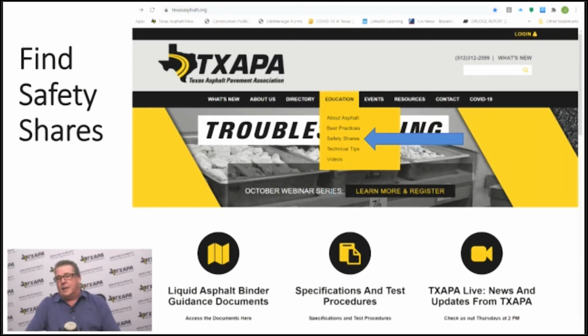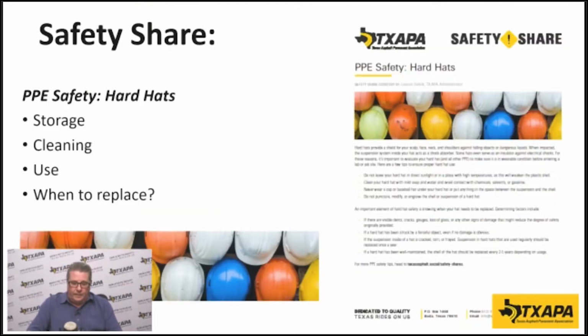But today's safety share is PPE. It's hard hats. So we're talking about personal protective equipment, and we're going to specifically talk about hard hats. Hard hats provide a shield for your scalp, face, neck, and shoulders against falling objects and dangerous liquids. When impacted, the suspension system inside your hard hat acts like a shock absorber. Some hats even serve as an insulator against electrical shocks. For this reason, it's important to evaluate your hard hat and all your PPE to make sure that it's in wearable condition before entering a lab or job site.